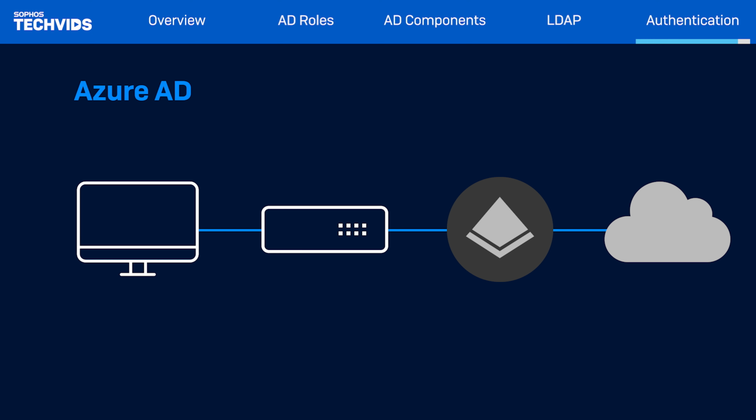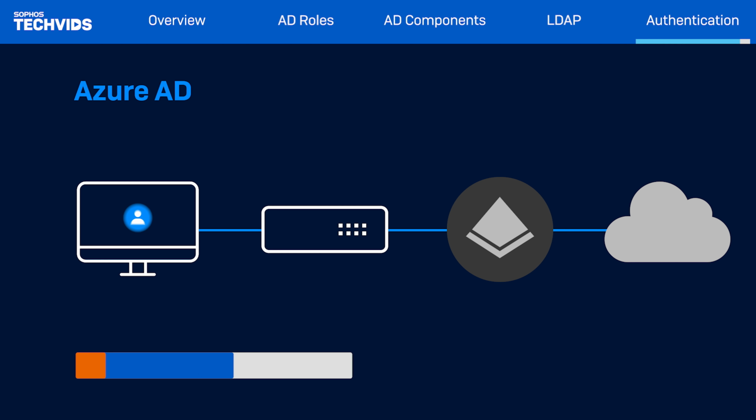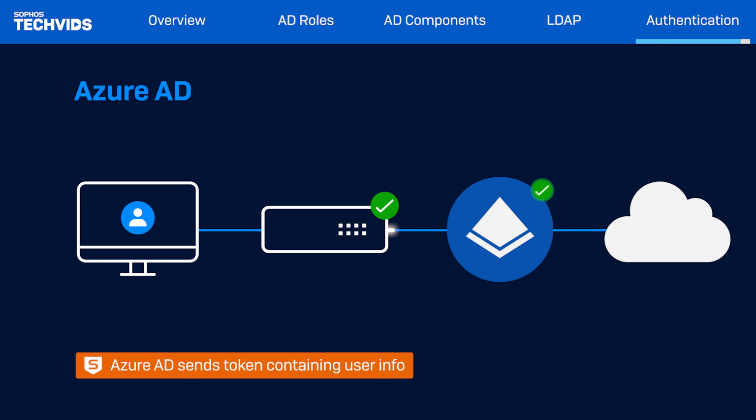In Azure, one would create an application for the firewall, create application roles or groups, and assign users to the application. When a user signs into the firewall, Azure AD sends a token containing information about that user. The firewall uses the role or group values to identify the users and authenticates only those with the application roles or groups configured for the firewall.